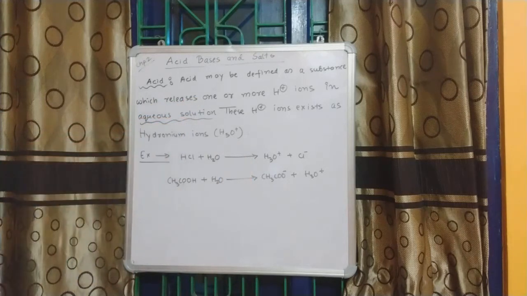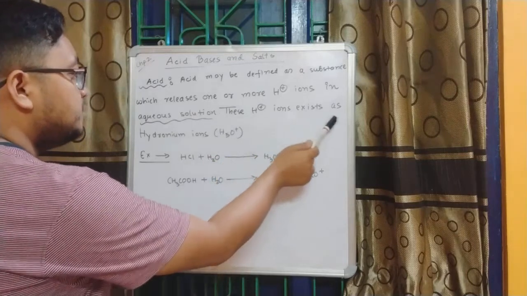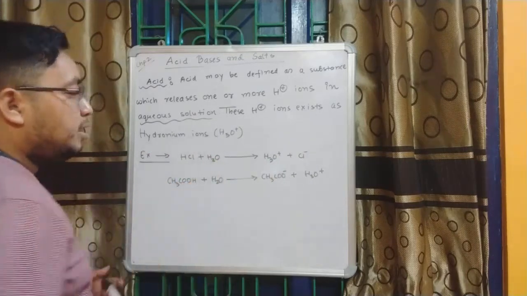Aqueous solution means, if you recall from the previous chapter, chapter number 1, where I told you the meaning of aqueous solution or aqueous medium. An aqueous solution is the solution you make in the presence of water. You take the solute, and the solvent must be water, and when you mix the solute with the solvent you make the solution, and that solution is an aqueous solution. Water, H2O, must be present. Then these H plus ions exist as hydronium ions, inside the bracket H3O positive.